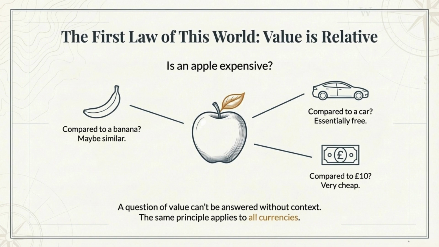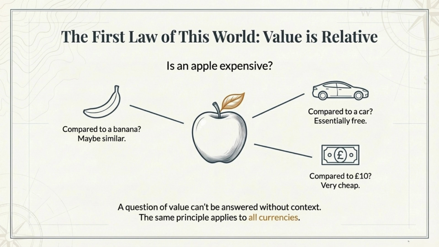Exactly. If we compare that apple to, say, a banana, it might be about the same. But if we compare the apple to 10 pounds, well, it's incredibly cheap. And if you compare it to a car, it's essentially free. Right. The value of the apple shifts dramatically, and it shifts based entirely on the comparison point, on the context. And this isn't just a quirky thought experiment. This is literally how currency trading works.